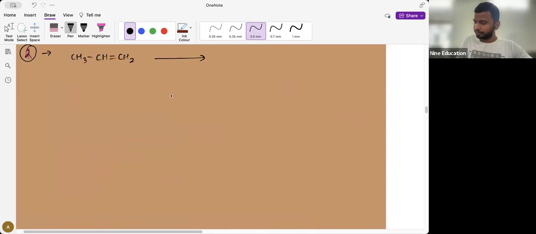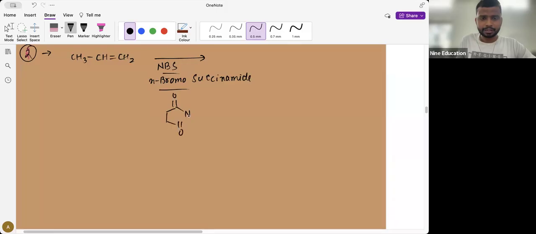And in this reaction, if I use NBS, isko kehte hain N-bromosuccinimide. NBS is a reagent which we will use. I will draw the structure of N-bromosuccinimide. We have N with bromine, and this group is known as succinimide. Succinimide comes from succinic acid. If I make here OH, OH, this will be succinic acid. But if I make amide, a CONH2, this is succinamide.